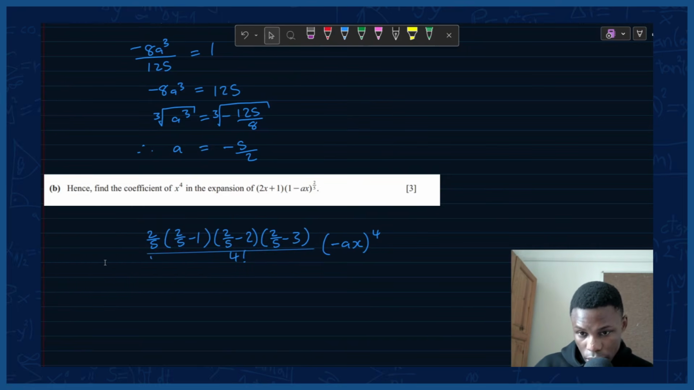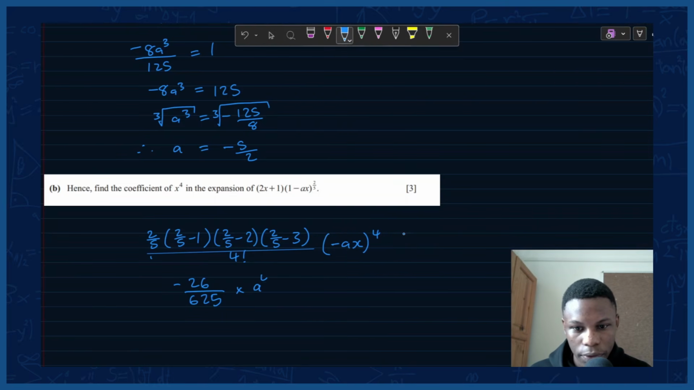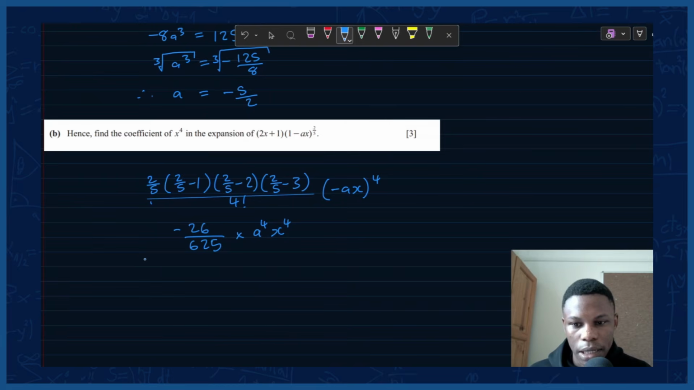That is 2 over 5 times 2 over 5 minus 1 times 2 over 5 minus 2 times 2 over 5 minus 3 over 4 factorial, which is negative 26 over 625 multiplied by, so be careful with how you simplify this. Raise the negative sign to the power of 4, it becomes positive. Raise the a to the power of 4, it becomes a to the 4. Raise the x to the power of 4, it becomes x to the 4. And so here we've got negative 26 over 625.